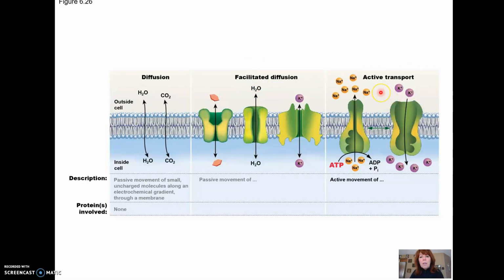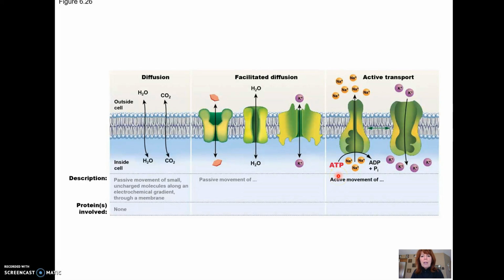And then the last one here is called active transport. And in active transport, I can move against the concentration gradient, but I need energy to do it. And ATP, we discussed, is the energy that we need to do that.